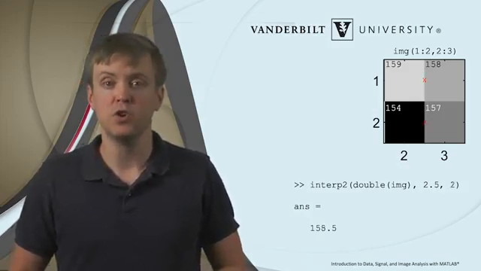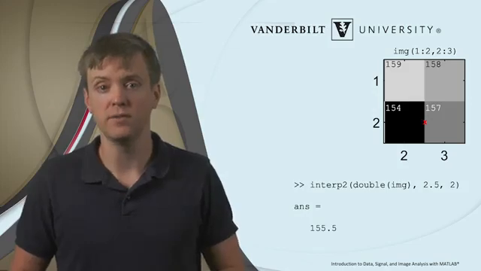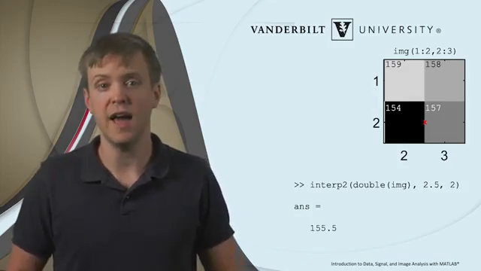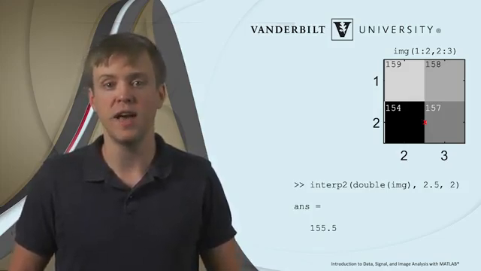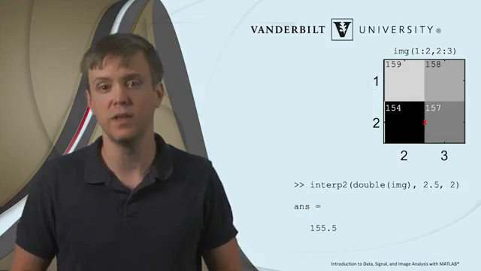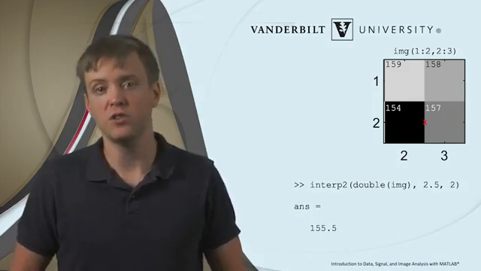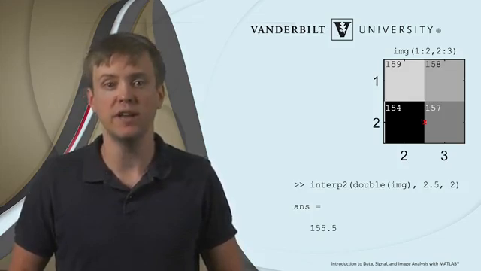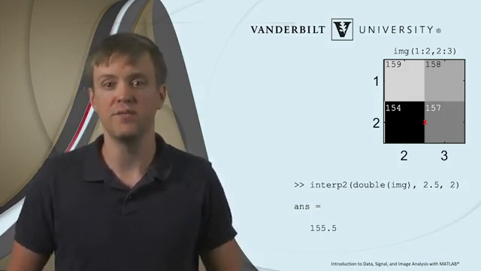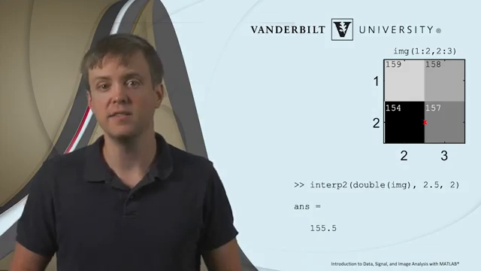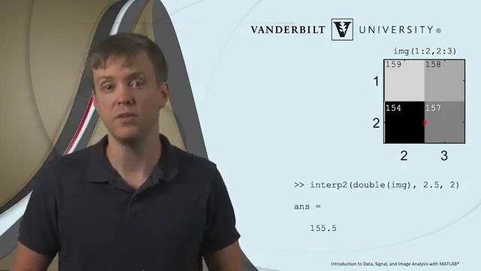Similarly, if we go to row 2, column 2.5, interp2 returns the average of the pixel at row 2, column 2 and row 2, column 3, because this coordinate falls halfway between these two pixels. So interpolation returns a weighted average with equal weighting on the bottom two pixels. This results in 155.5, as this is the average of 154 and 157.